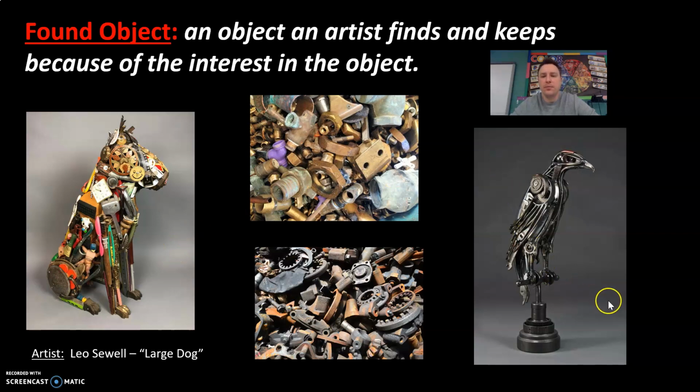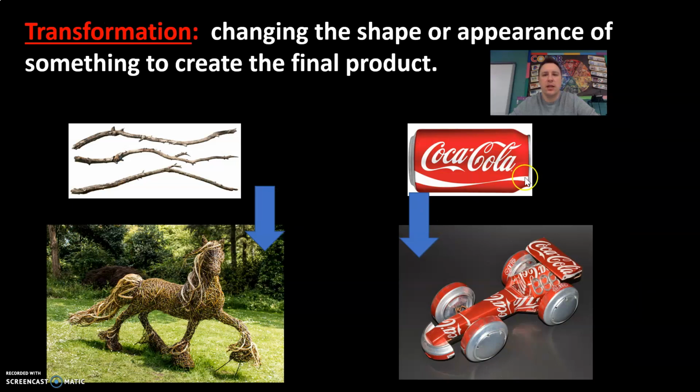And on the right, you have an image of this hawk or falcon perched up on this little post that is also made out of metal. So you have two different artworks that are made using found objects in this example, just to help build your understanding of the word and how it applies to art itself. So that's the first slide. And then your next slide is transformation.